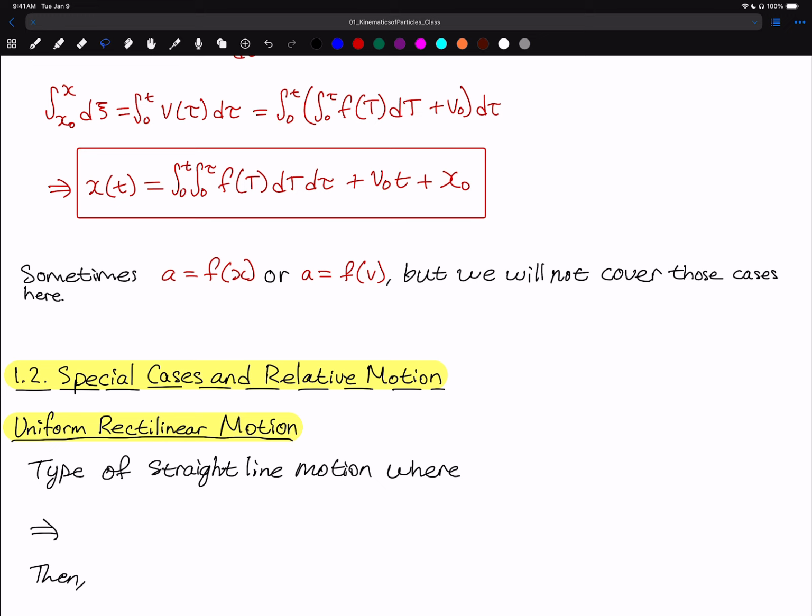Sometimes we're given that the acceleration is a function of the position, or the acceleration is a function of the velocity. Then you can go forth and derive the velocity or the position based on this. These are where the extra cases come in. We are not going to cover those in this class, but they do exist.